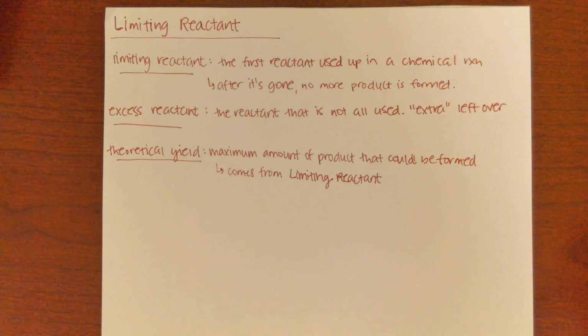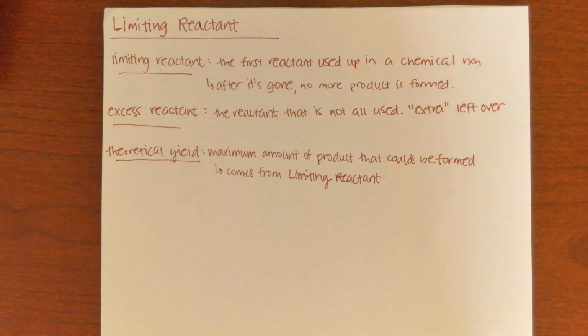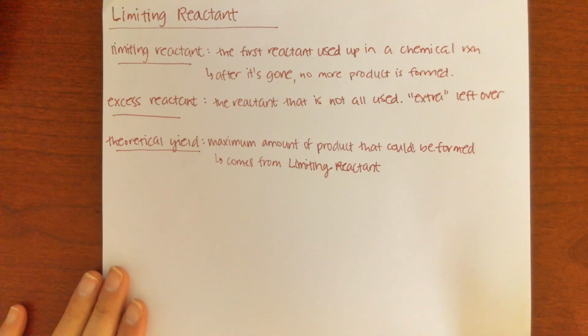And then the theoretical yield is basically tied to limiting reactant. So when the reactant that gets run out first, so that the limiting reactant is used up, that is when you have your product being formed, and the term for that is the theoretical yield. So those are the conceptual definitions for these three terms.